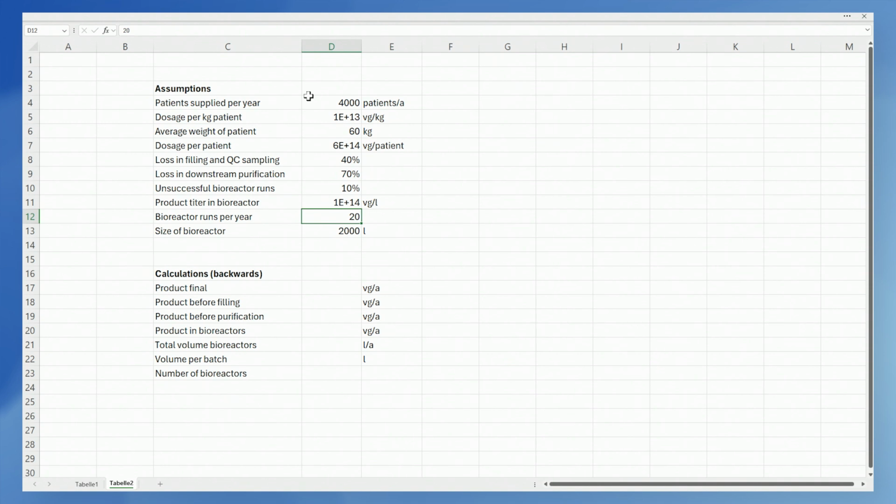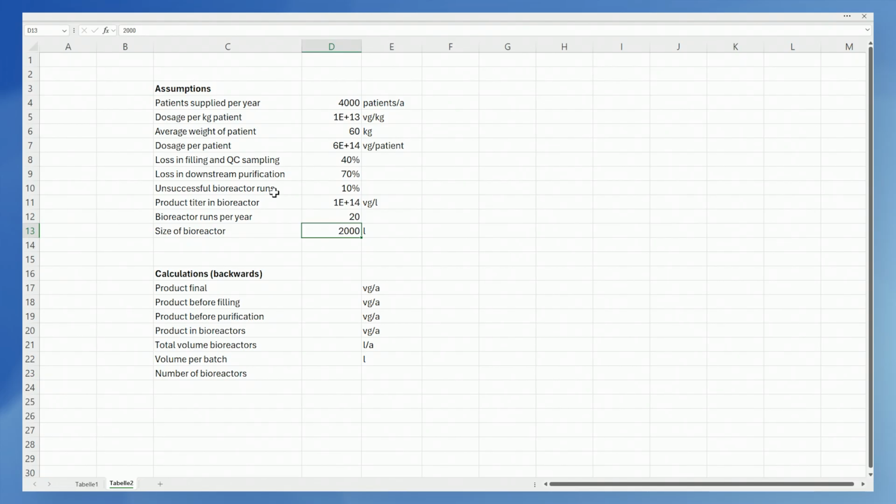There will always be some downtime between the runs. You might also have to shut your facility for a couple of weeks to do maintenance. So 200 days of operation of a bioreactor is very good, which will give you then the 20 runs per year. We are assuming in this study that we're using single-use bioreactors, and the standard size for single-use bioreactors in cell culture in large-scale manufacturing is 2,000 liters. So this has been a very established size, and this is also the assumption for this study.